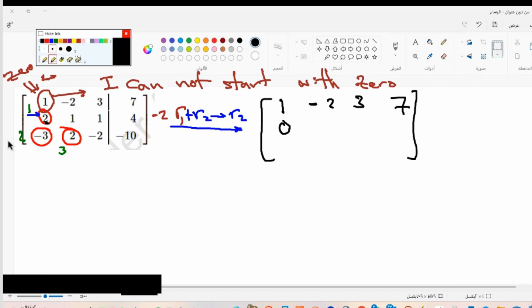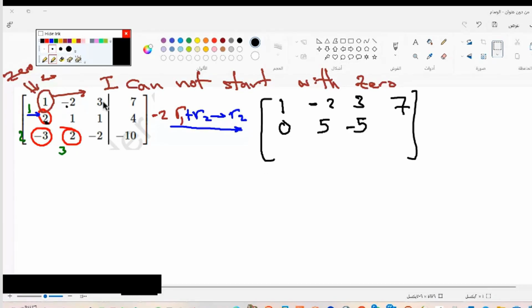Others, any question? So I want to cancel 2. How can I cancel 2? I have 1, 1 with minus 2, it is minus 2, with 2, it's 0. Okay, now same thing. I have here minus 2. Minus 2 with minus 2, it is positive 4. With 1, it is 5. Minus 2 with 3, it is minus 6. With 1, it is minus 5.